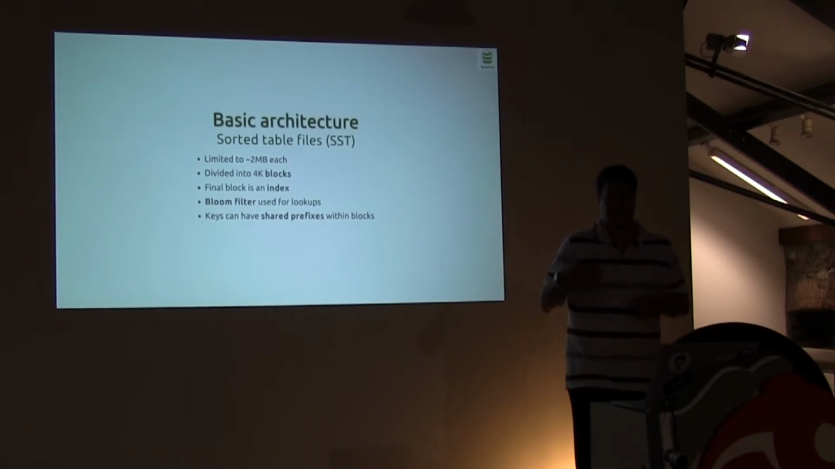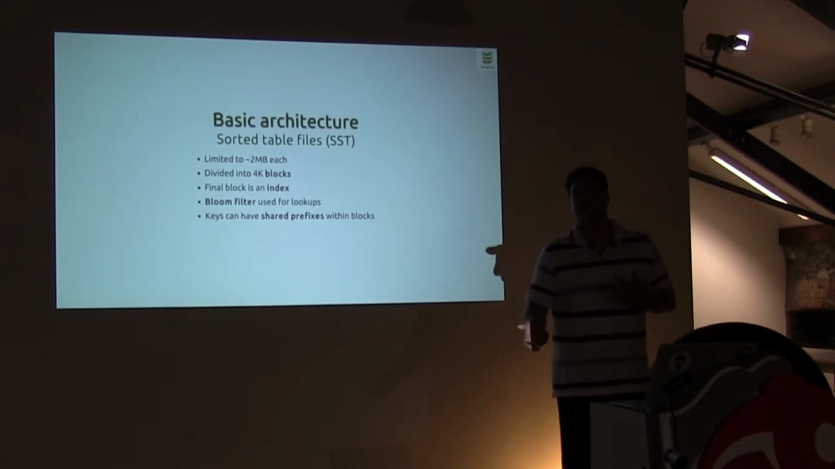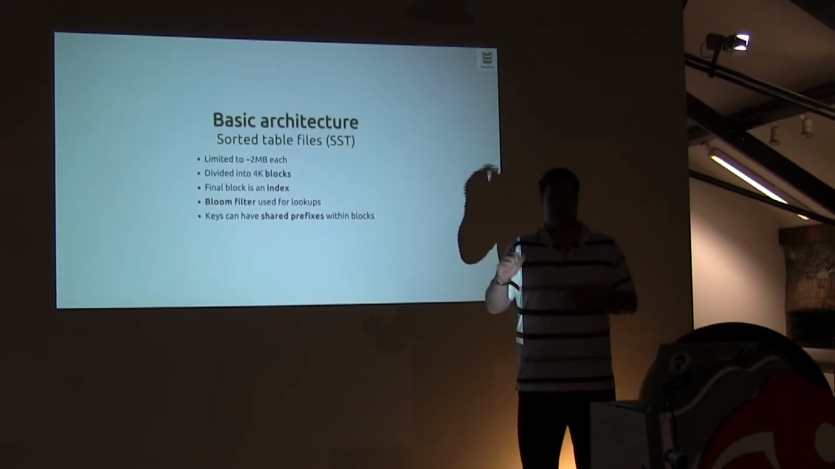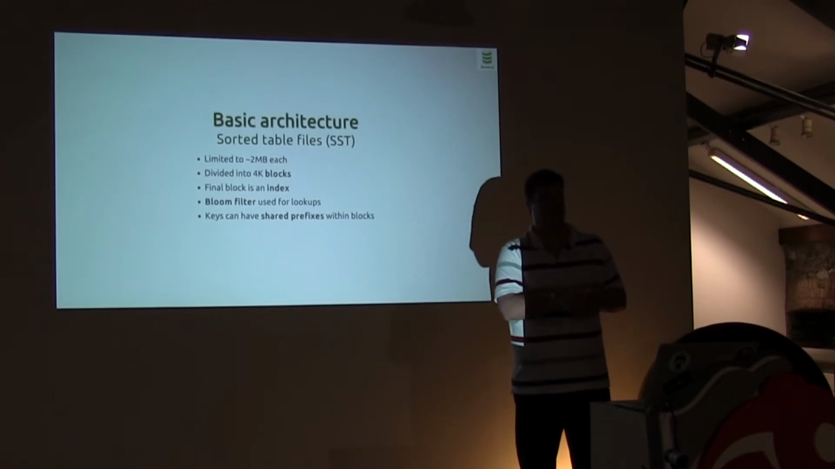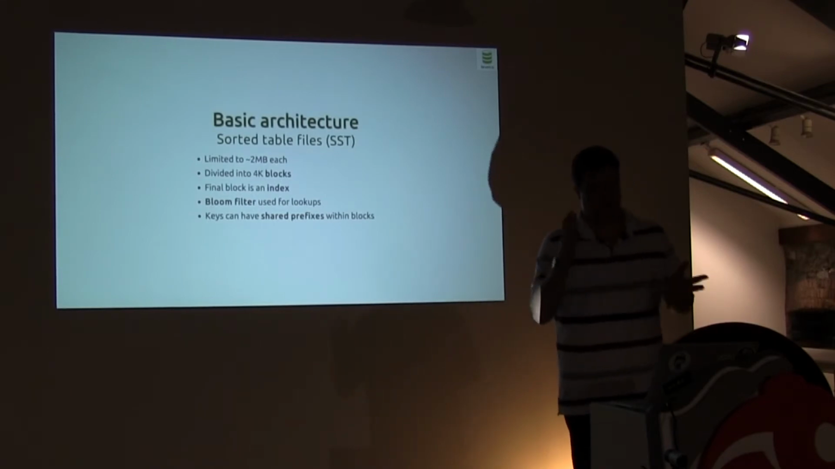So when you're looking up a value, it'll find the most appropriate or the most likely SST file. Then it'll read the index of the SST file. It'll use a Bloom filter algorithm to find the most likely location within the file for your entry, and then it'll read those blocks to find it.